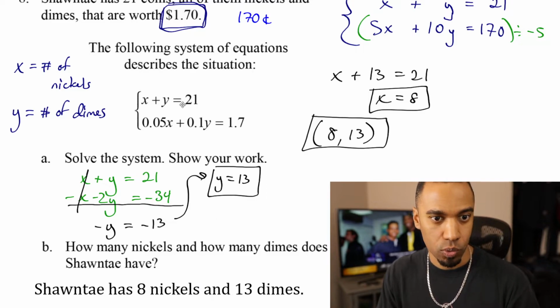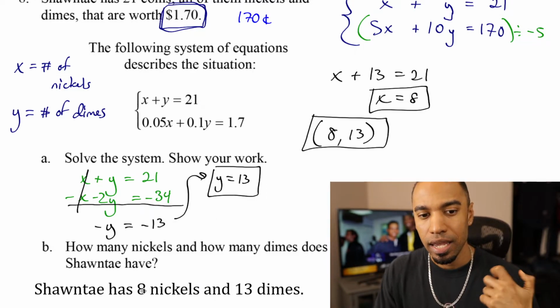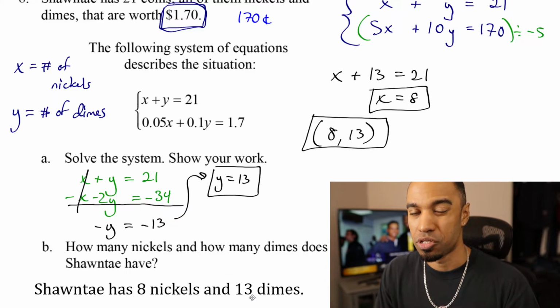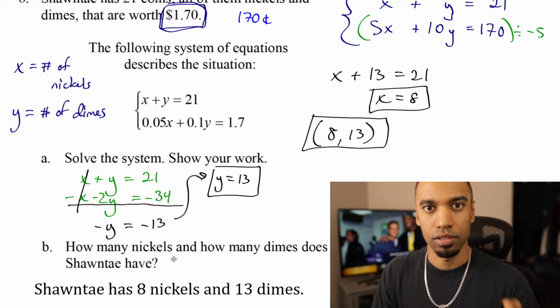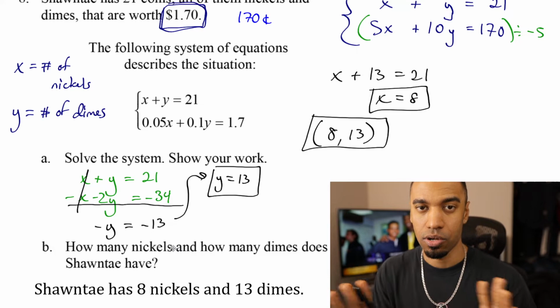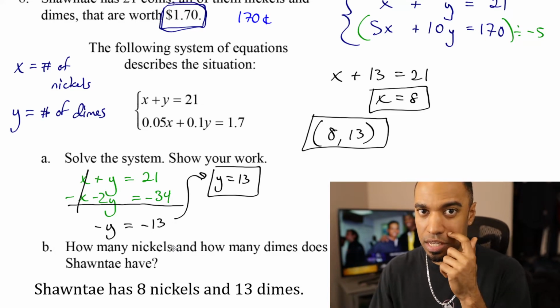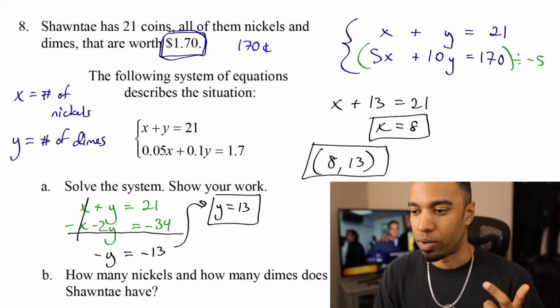8 nickels and 13 dimes is 21 coins total. The top equation works. Is this $1.70? 13 dimes is $1.30. 8 nickels, that's 5 cents each, is 40 cents total. $1.30 plus 40 cents is $1.70. So that one does seem to work out there.